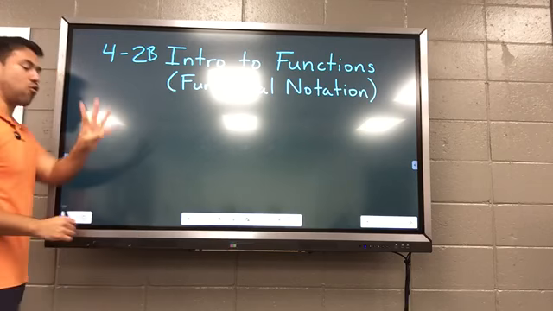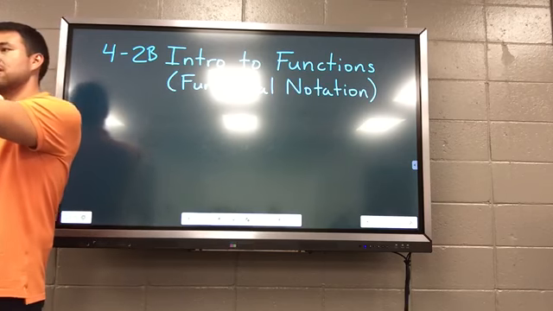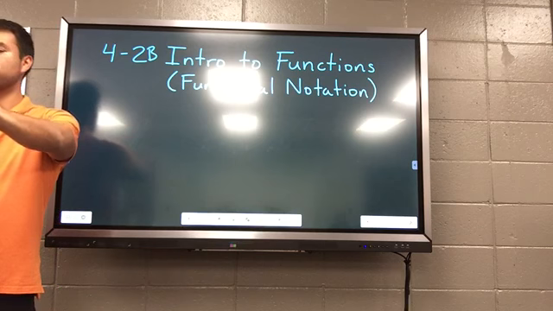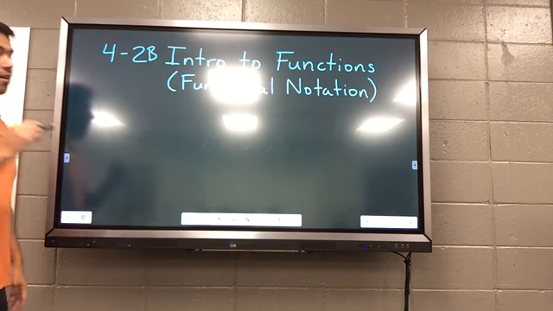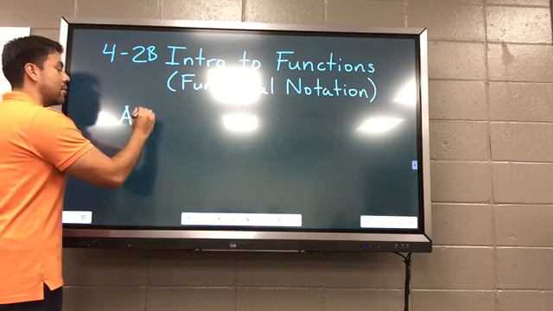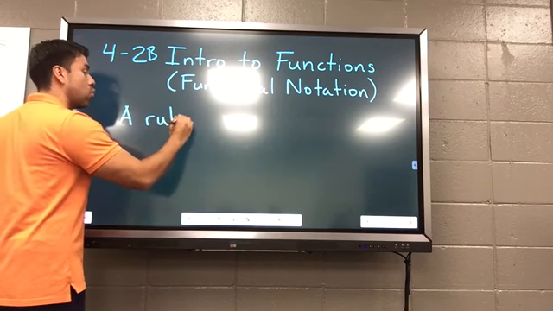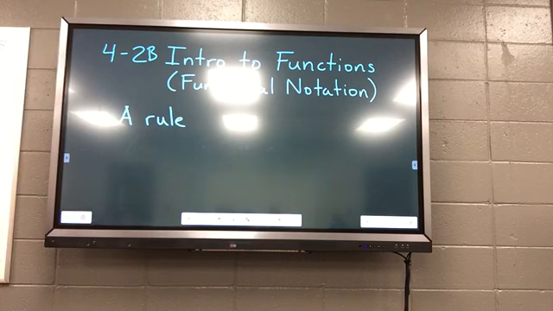Okay, do you guys remember there's 4 ways to show a relation? What were the 4 ways to show a relation? The first way is by a rule. We didn't look at rules too often. Then the second way is by a table. The third way was by maps, circle mappings. And then the last way was through graphs.